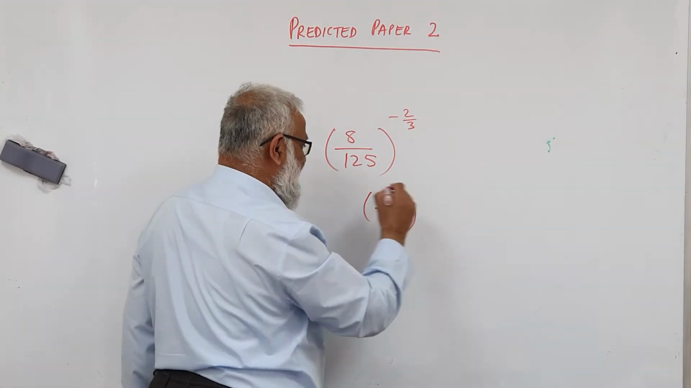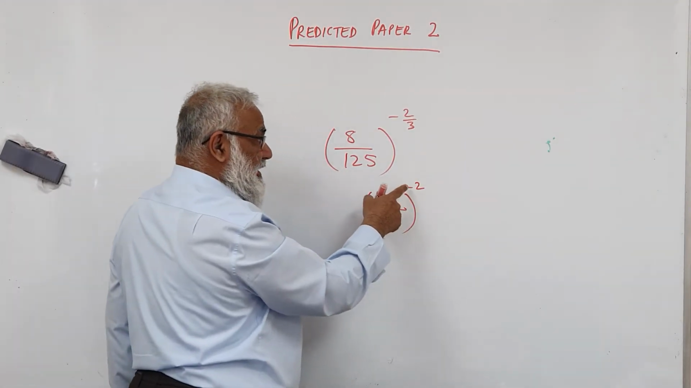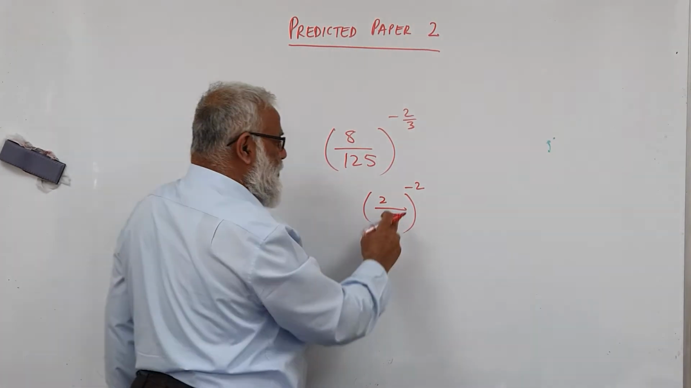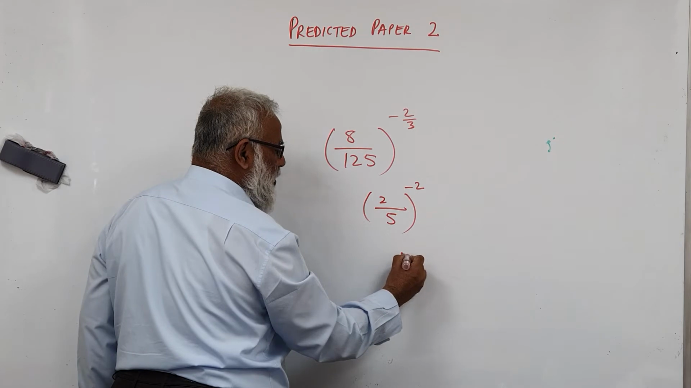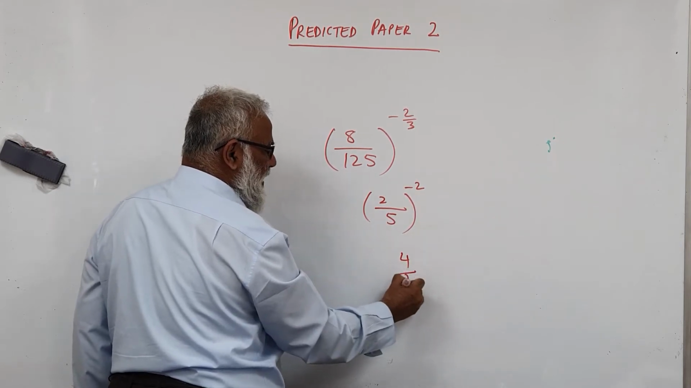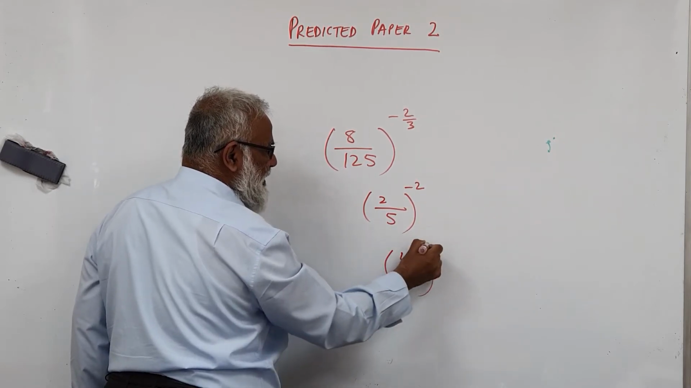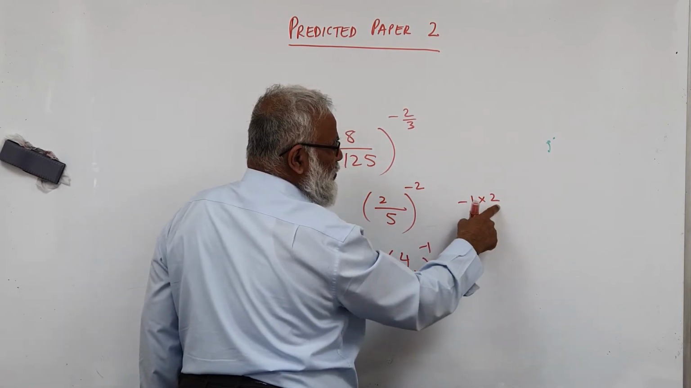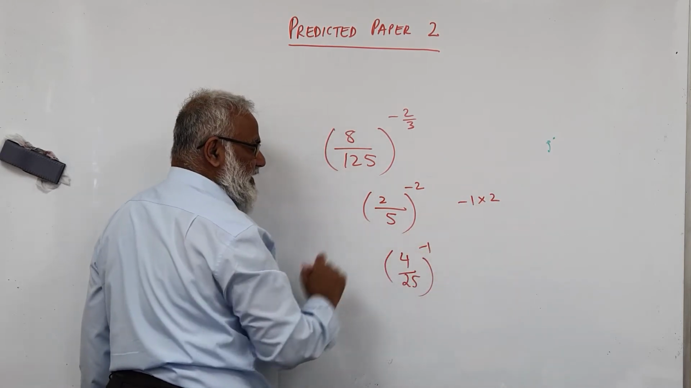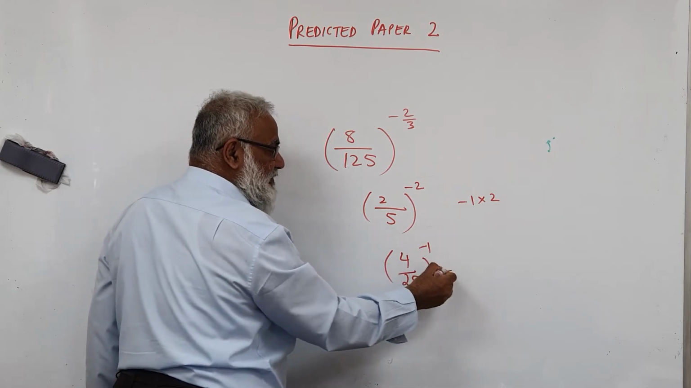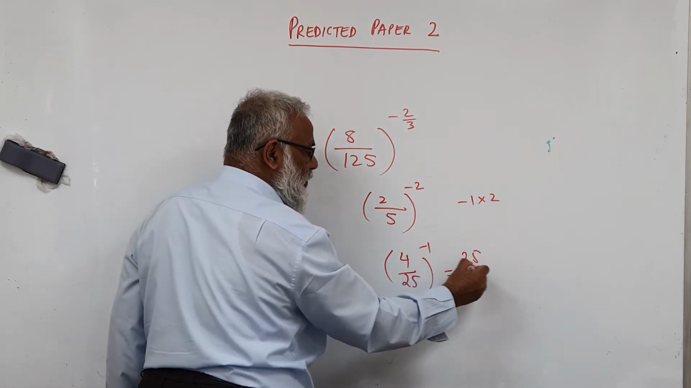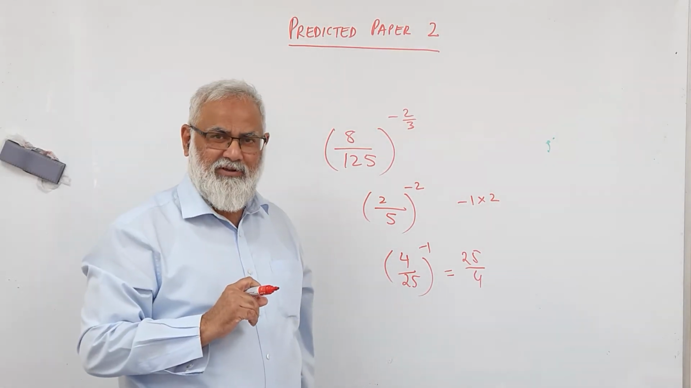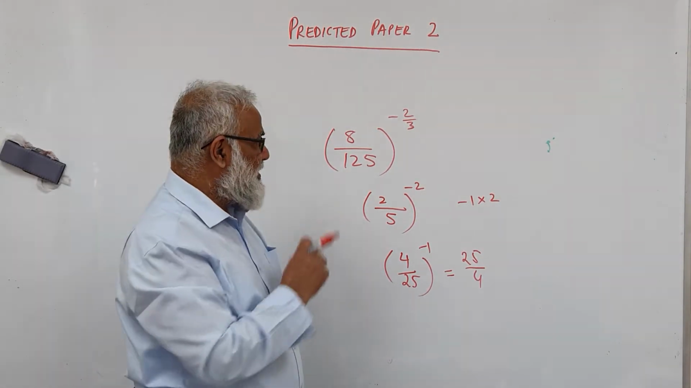Now do the square. Again, you keep copying the negative sign but ignoring it. So what is the square of 2? 4. What is the square of 5? 25. And what is left here is minus 1, because minus 2 means minus 1 times 2. So you did the square, only the minus 1 is left. This means inverse. So 25 over 4. So whenever the power is minus 1, you turn it upside down. Remember that. Okay? So this is how you do it.